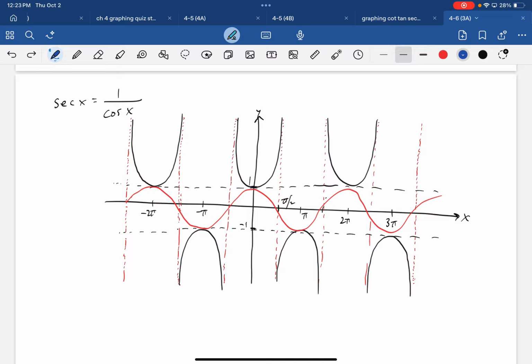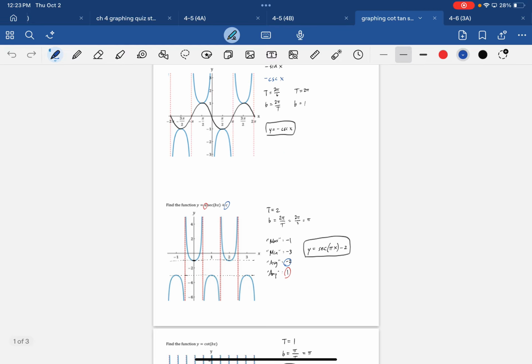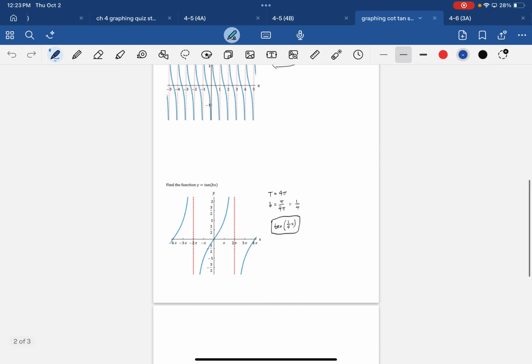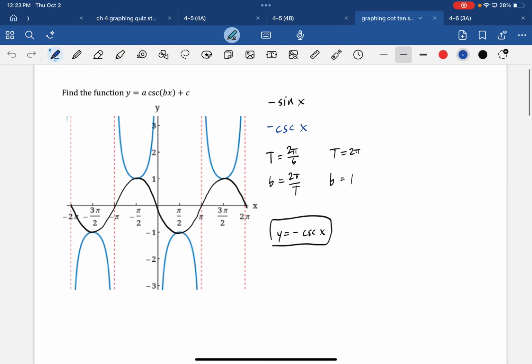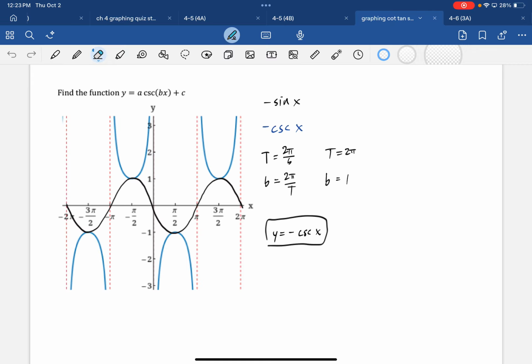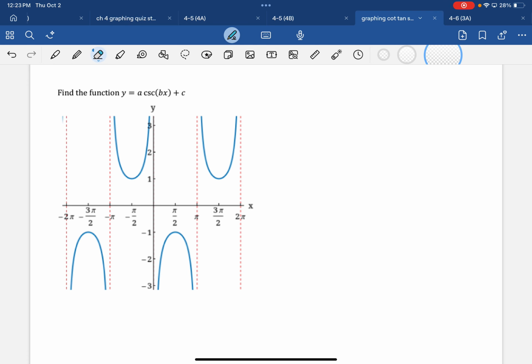Okay, so that's secant and cosecant. Let's do some examples of how we might identify stretches and shifts, vertically and horizontally. On Moodle, I have this document with 4 graphs if you want to refer to that, but you can also just look here. Let me show you the trick for how to do this using methods we've already learned. Let's say we're asked to find the function y equals a cosecant(bx plus c), and we're given this graph.